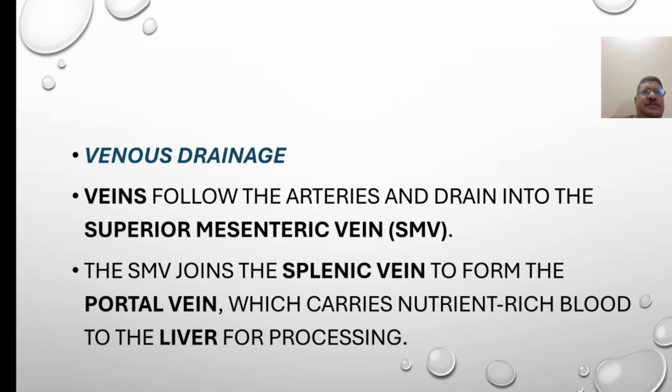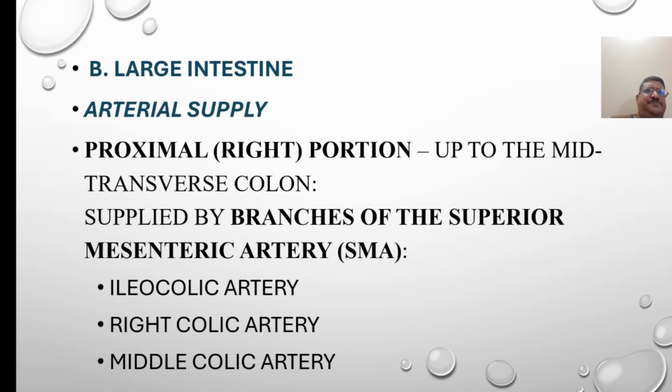Venous drainage. Veins follow the arteries and drain into the superior mesenteric vein, SMV. The SMV joins the splenic vein to form the portal vein, which carries nutrient-rich blood to the liver for processing.